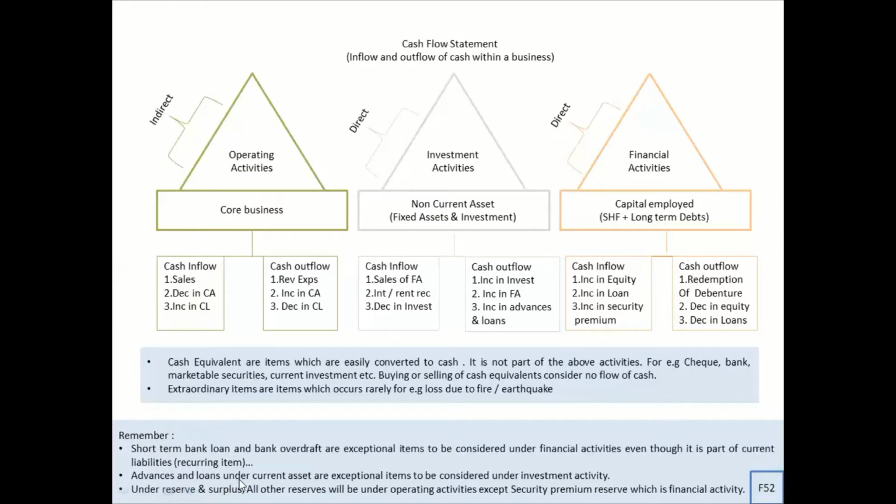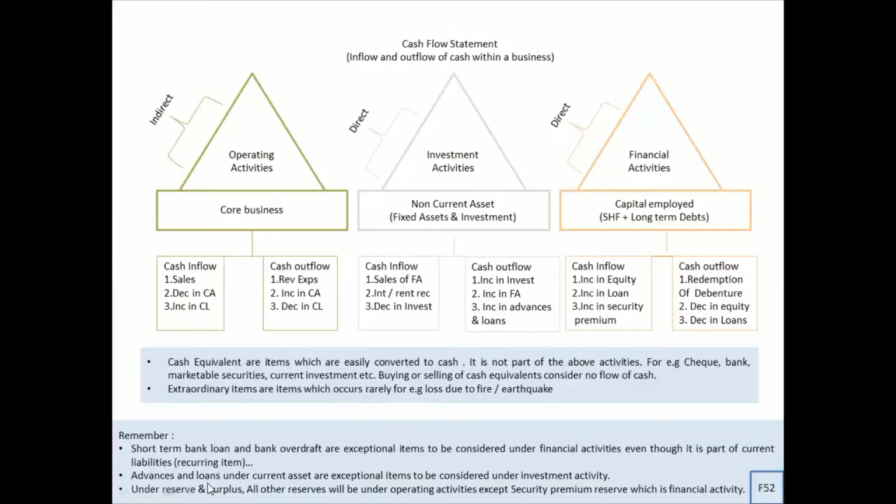Advances and loans given can also be under current assets. Again, if you are giving advances and loans, it is kind of an investment, and it falls under investment activity. If you see here, increase in advance and loan falls under investment activity. This is despite advance and loan being a current asset. So these are a few exceptional cases.